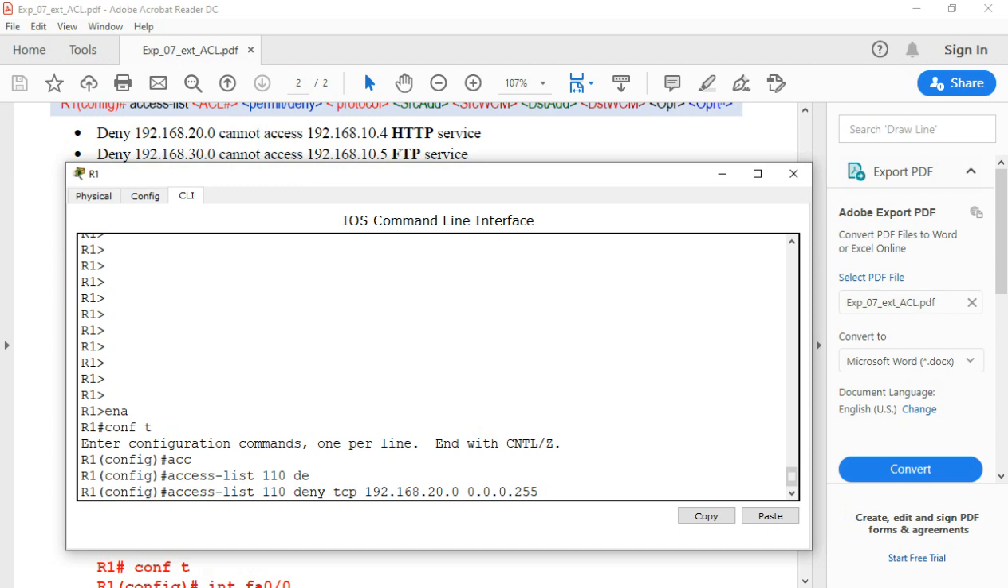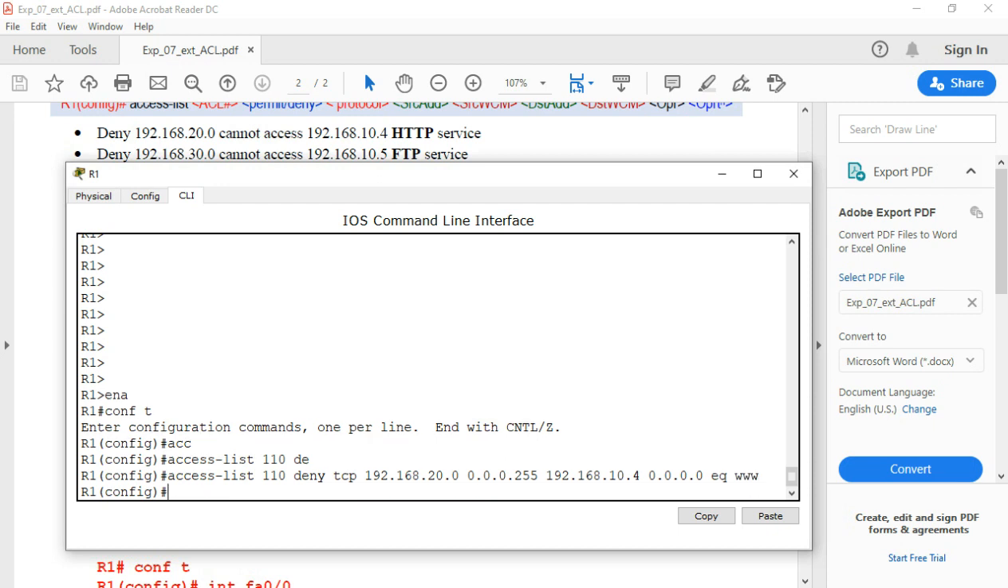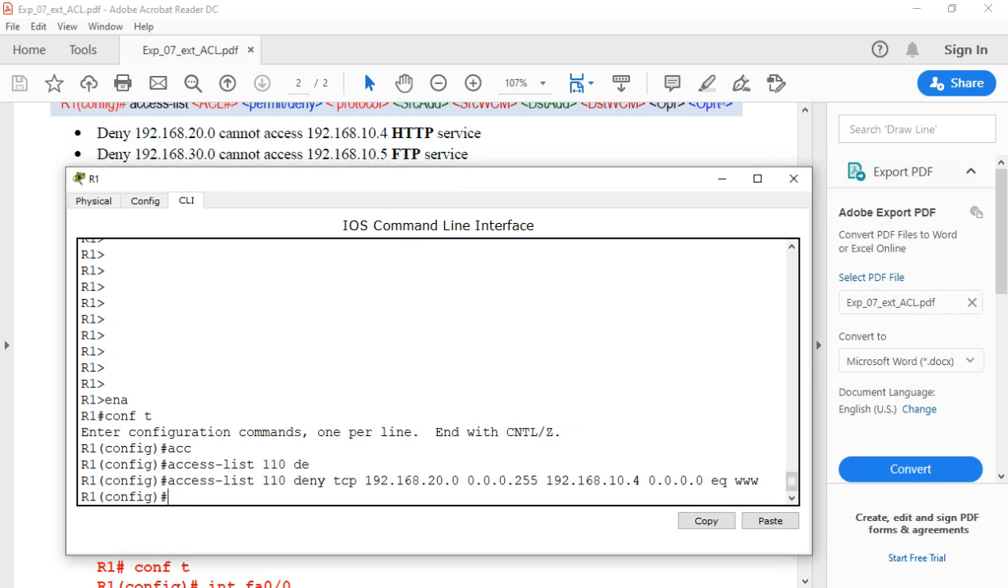Then the service. It's one PC or one server, it's a host, so we can write host then this number, or we can write the number followed by 4 zeros. It's up to us. So I write 192.168.10.4 followed by 4 zeros because I didn't write host. And then equal, and then HTTP services. We can write equal www or equal 80. So equal www. Okay, we prevented the first one.